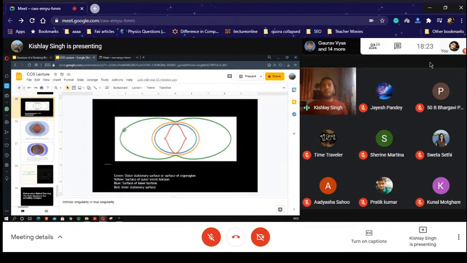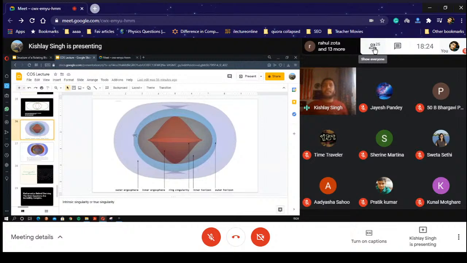When the spin becomes very small, this whole green surface comes closer and closer, and by the time it stops spinning, these four surfaces become one: the outer horizon, the inner horizon, and the surface of the ergosphere. One will not be able to distinguish them. But when it starts spinning, the surface of the ergosphere comes out, and you are able to see some weird physics happening here.